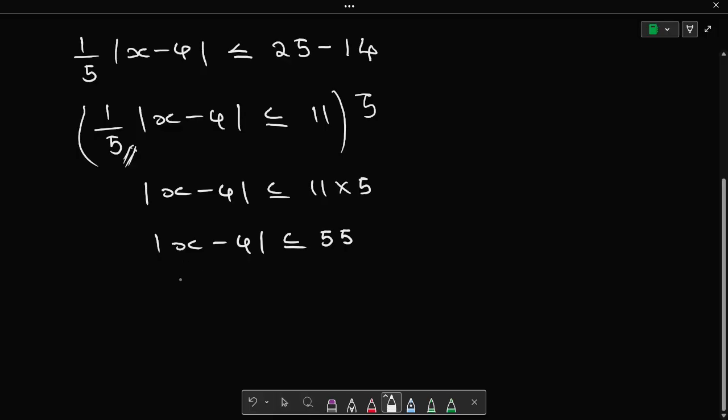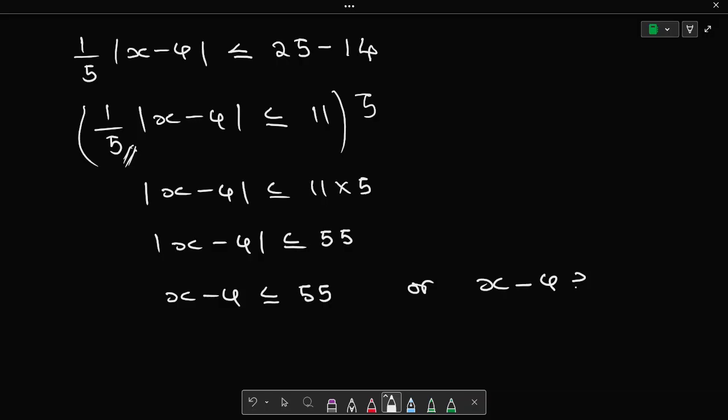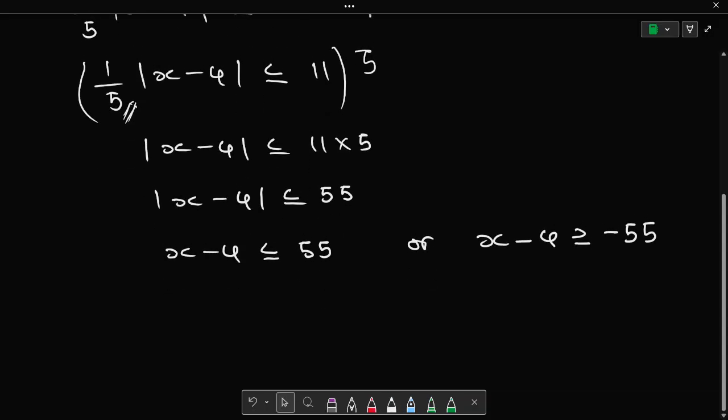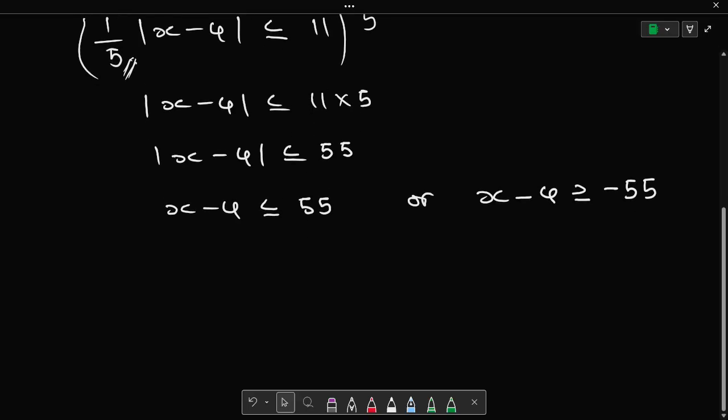Then you're going to separate. You're going to have x minus 4 is less than or equal to 55, or x minus 4 is greater than or equal to negative 55, like that. And we're going to move this one to the other side. Even here will remain x.